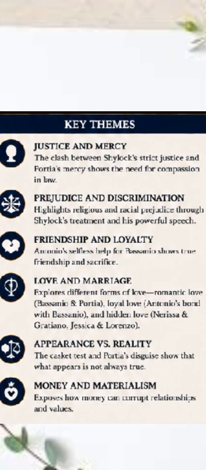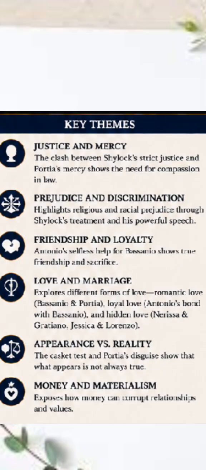Love and marriage explore different forms of love. Romantic love: Bassanio and Portia. Loyal love: Antonio's bond with Bassanio. And hidden love: Nerissa and Gratiano, Jessica and Lorenzo. Appearance versus reality: the casket test and Portia's disguise show that what appears is not always true. Money and materialism expose how money can corrupt relationships and values.